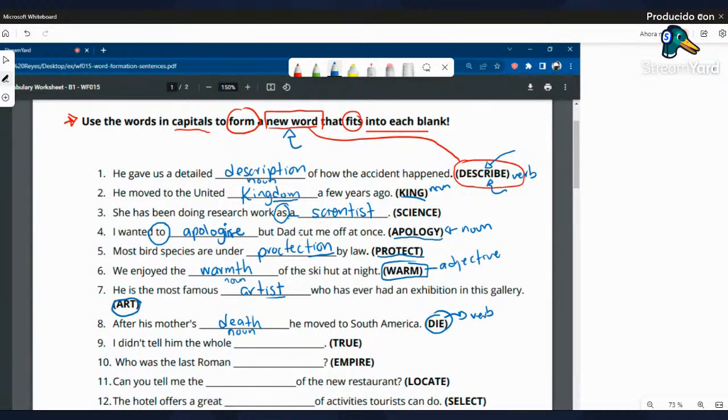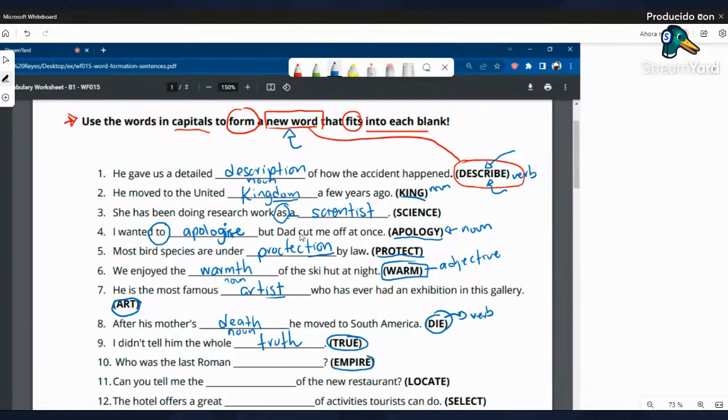Okay, number 9. I didn't tell him the whole truth. Yes, I'm using this one. It's true, and I change it to a noun. Truth. Number 10. Who was the last Roman?